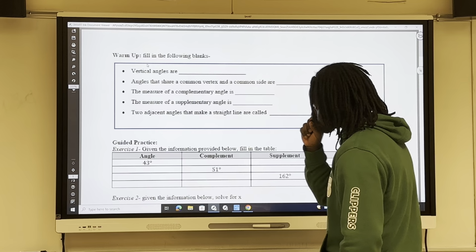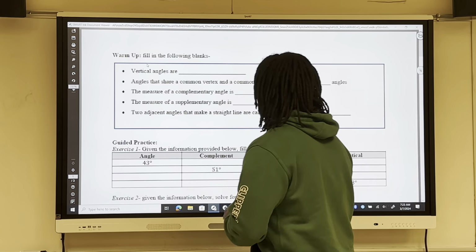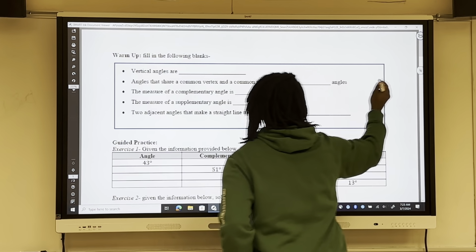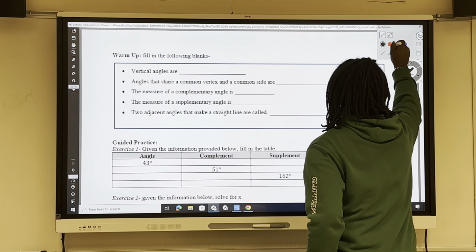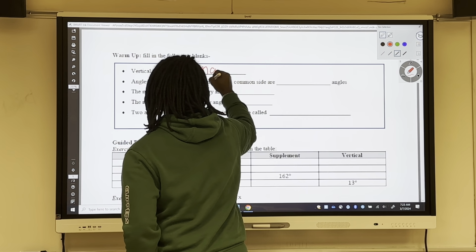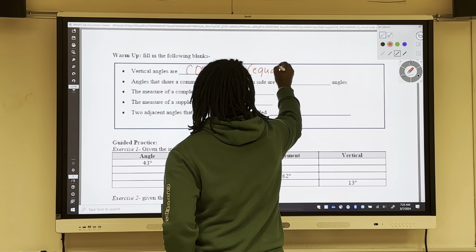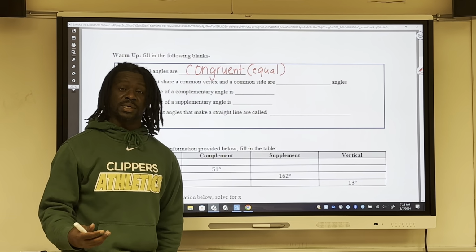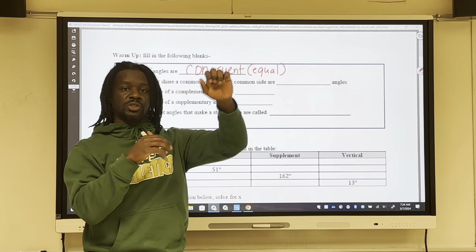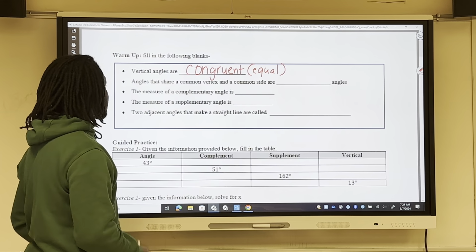What we saw in the last lesson was that vertical angles are congruent. Actually, I want to use a different color so it stands out. Vertical angles are congruent, and congruent just means that they are equal. Vertical angles are usually opposite of each other. So when 2 lines intersect, the angles that are opposite are congruent, they are equal.